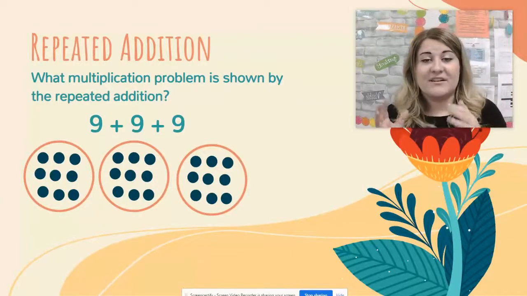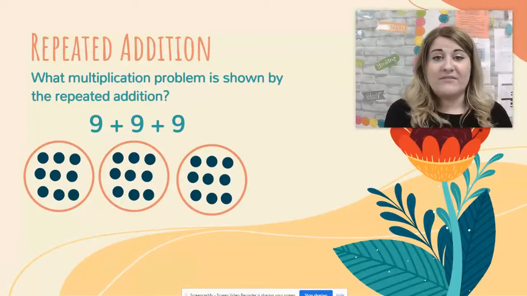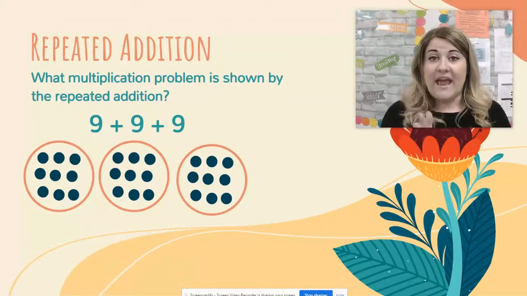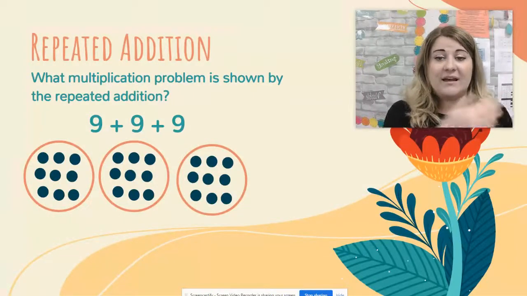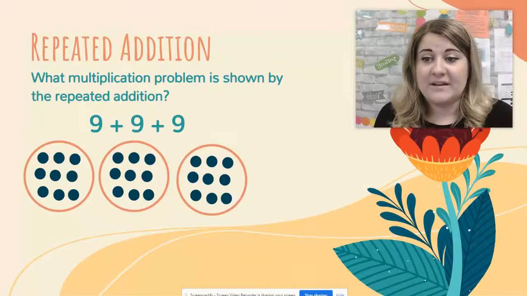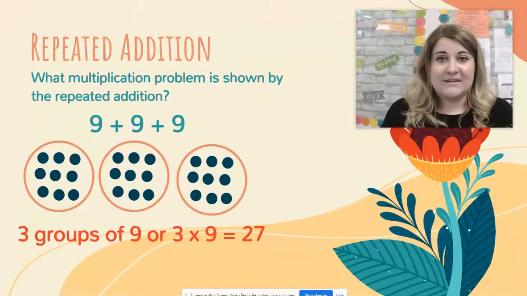My first factor is the number of groups. How many groups do I have there? 1, 2, 3. 3 groups of 9, or the X says groups of, so we could trade out groups of for X. 3 times 9 equals 27, because there's 27 dots. So 3 groups of 9 or 3 times 9 equals 27.